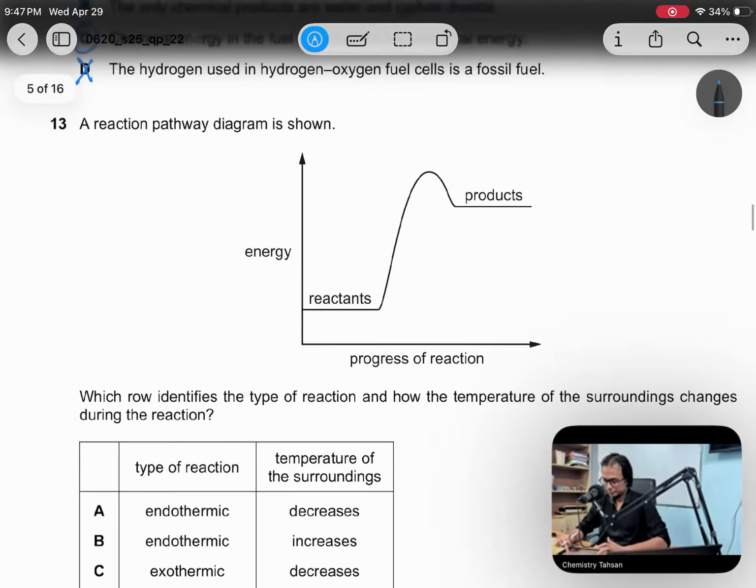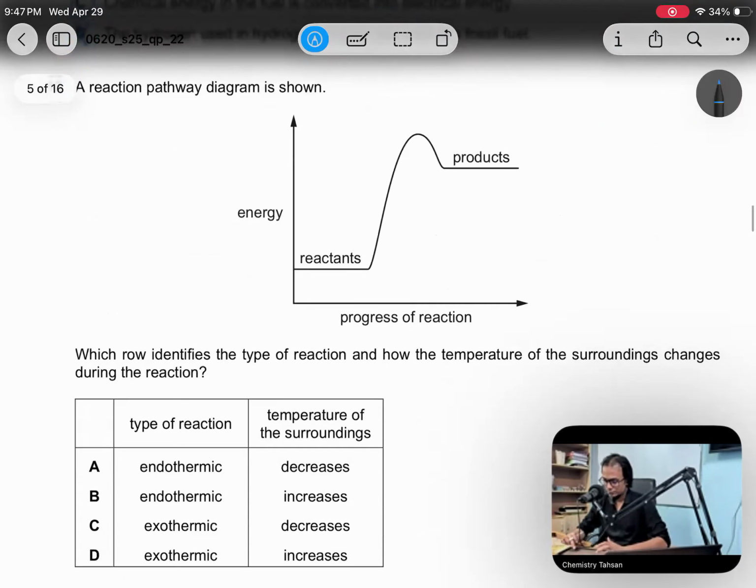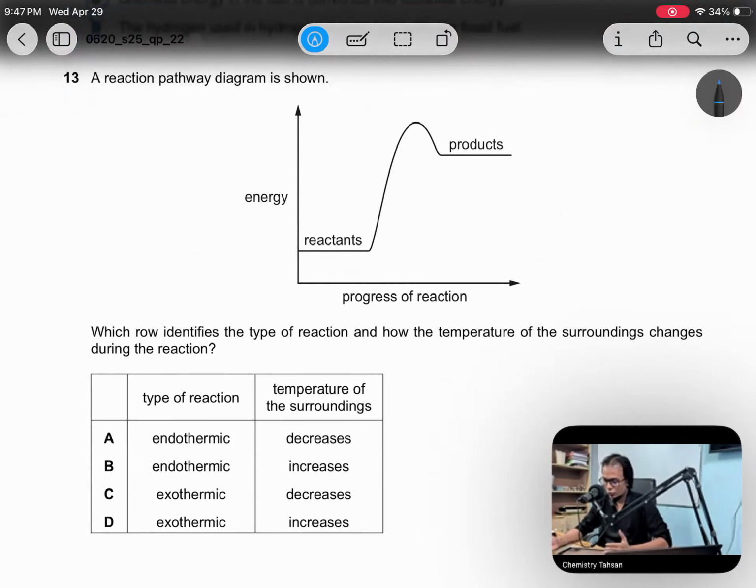A reaction pathway diagram is shown. So you know progress of reaction in x-axis and energy in y-axis always, and reactants and products are given. Which row identifies the type of reaction and how the temperature of the surrounding changes during the reaction. So if, for example, the energy level of reactants is 100 and the products are 400, you see you need to give or add positive 300 kilojoule energy in order to make the product. So since it is positive, you need to give energy, so it is an endothermic reaction for sure.